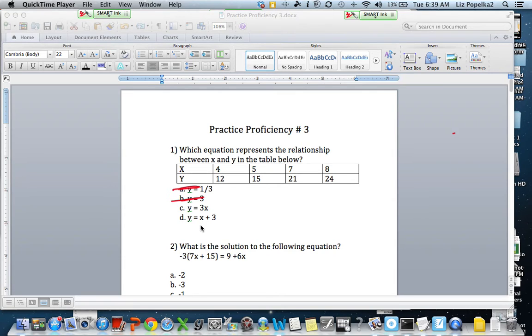I'm not going to pick option D, because D says that if I take x and I add 3 to it, that'll give me my y value. So let's try that out. 4 plus 3 is not 12. So D is not the answer.